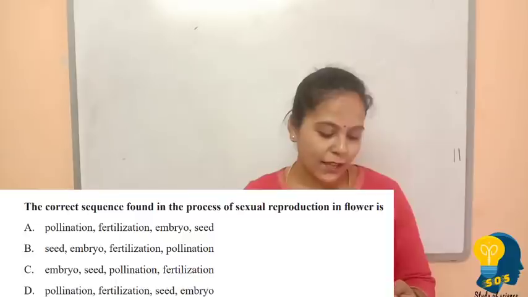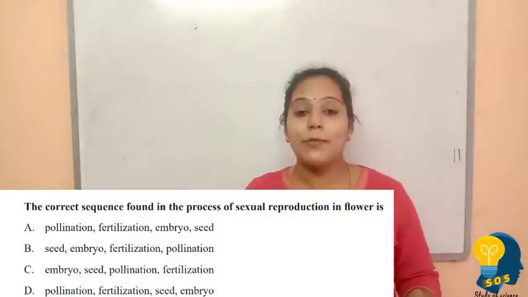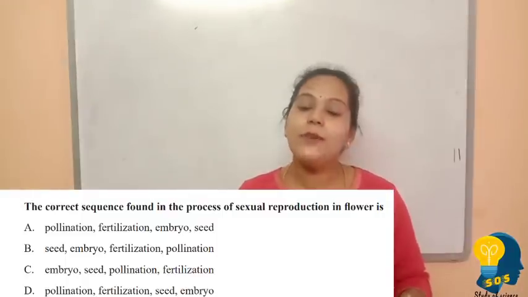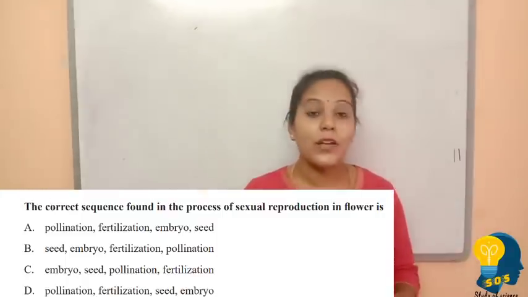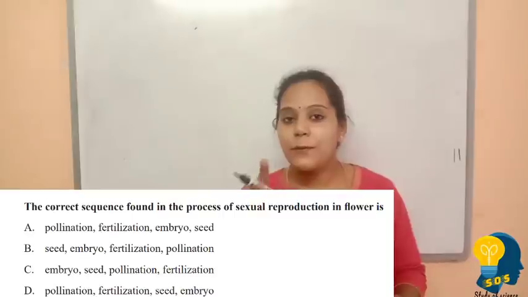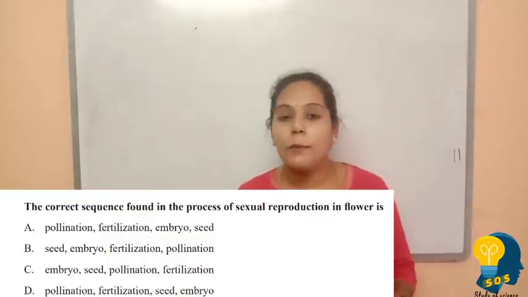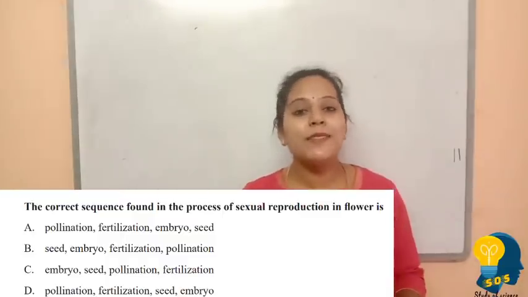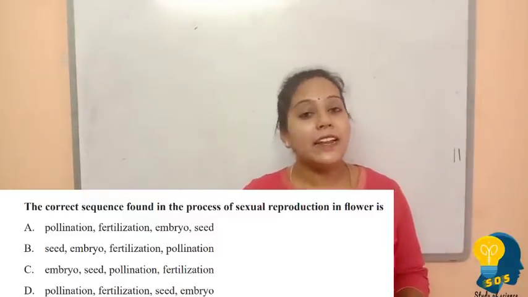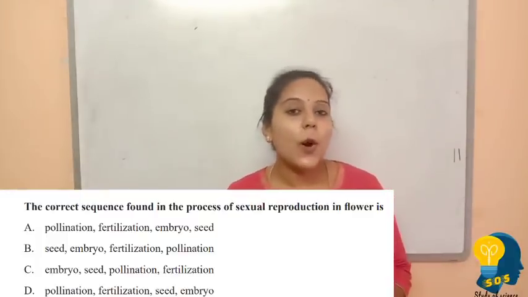After fertilization, what has to happen? You have to check it. After fertilization, there is formation of an embryo and that embryo will become seed. But in option D, you can see it, first they have given seed and then they have given embryo. So option A is the correct answer. First there will be the pollination process, after the pollination, fertilization will happen. After fertilization, there is formation of embryo and then finally it will become seed in the case of flowers. But in the case of humans, it is very different. The end product will be the baby. Correct answer is option A.